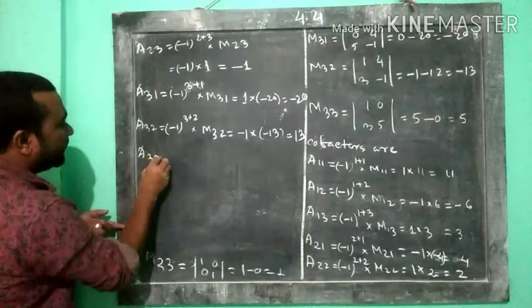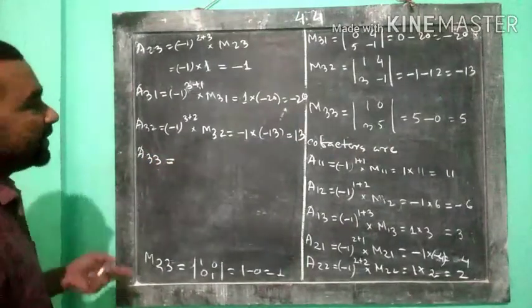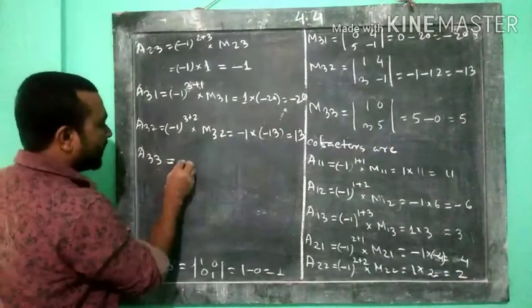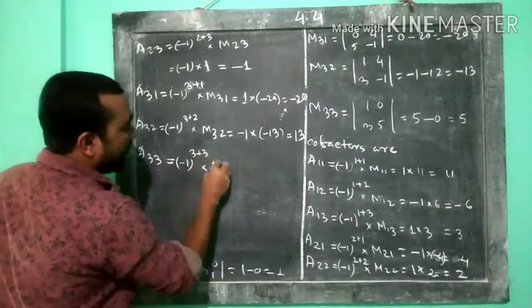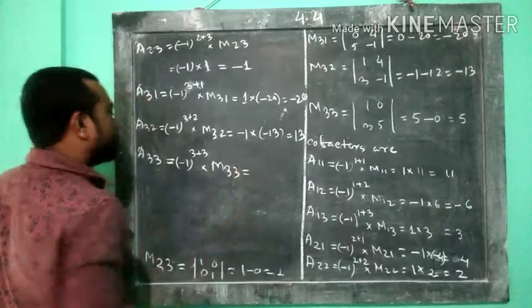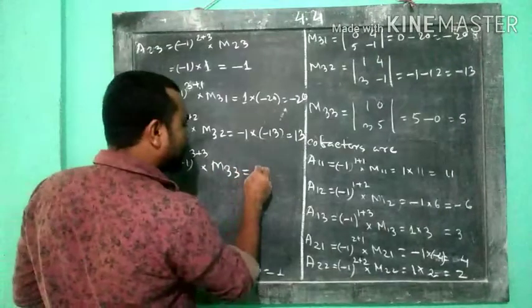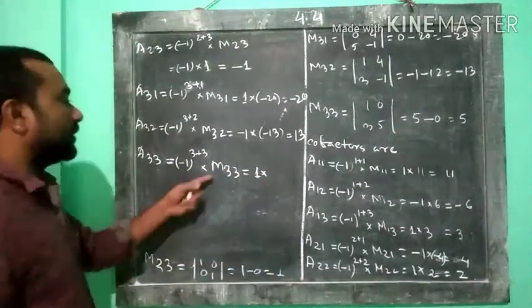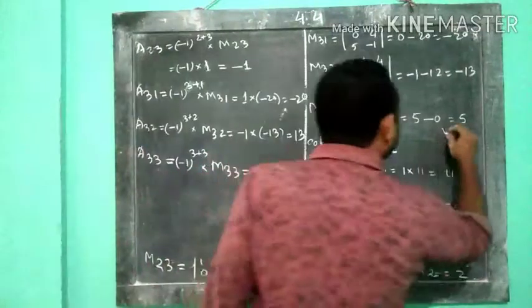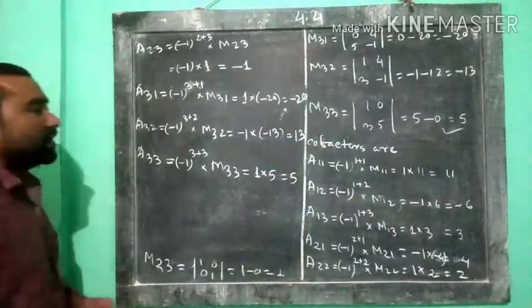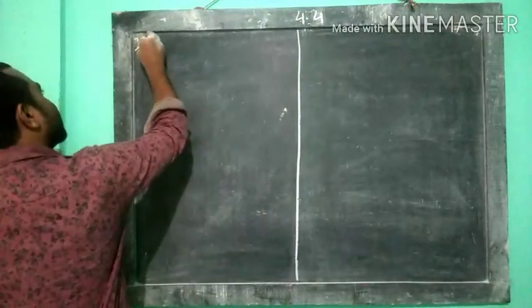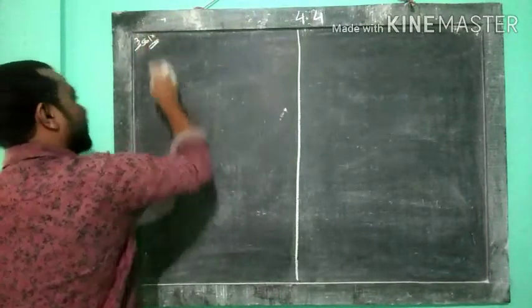A33. So the cofactor of the last one, A33, is minus 1 to the power 3 plus 3 into M33. The sign should be positive, 1 into M33, and we get here 5. So this is equal to 5. In this way we find the cofactors. Now question number 3. It is a very simple question.